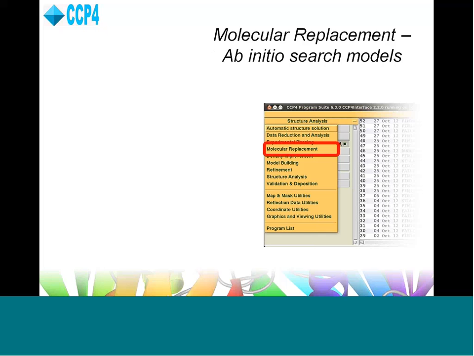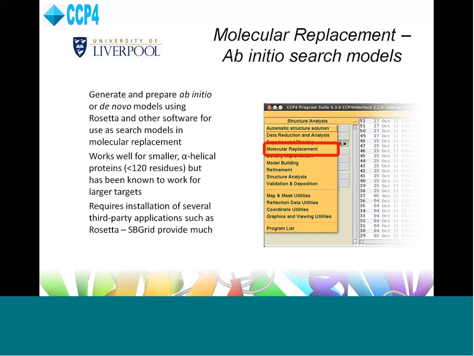One exciting new development in molecular replacement is a new program called AMPLE, which came about as a result of a pilot project between CCP4 and the University of Liverpool to assess the suitability of ab initio generated search models for use in molecular replacement in cases where there's low homology or no obvious homolog to use as a model. It uses programs like Rosetta to generate what are called ab initio or de novo models, and then these are prepared for molecular replacement.